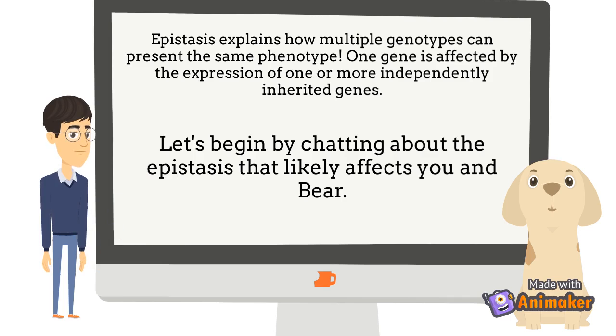Epistasis explains how multiple genotypes can present the same phenotype. One gene is affected by the expression of one or more independently inherited genes. This is different from the simple Mendelian genetics that we have learned thus far. In epistasis, the gene that does the masking is called an epistatic gene, and the gene whose effect is masked is a hypostatic gene. Epistatic genes may be recessive or dominant in their effects.